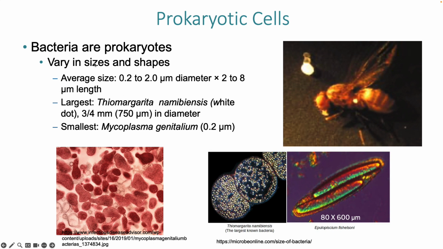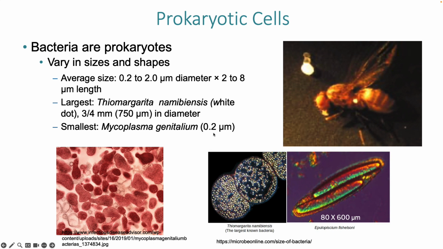Bacteria and archaea can vary in size and shape. On average, a prokaryote is anywhere from 0.2 to 2 microns in diameter and 2 to 8 microns in length. However, there are some exceptions. For example, this bacterium right here is the largest known bacterium. It's actually 3/4 of a millimeter. So that's pretty big. And the smallest is in that genus Mycoplasma. It's that Mycoplasma genitalium, only 0.2 microns.